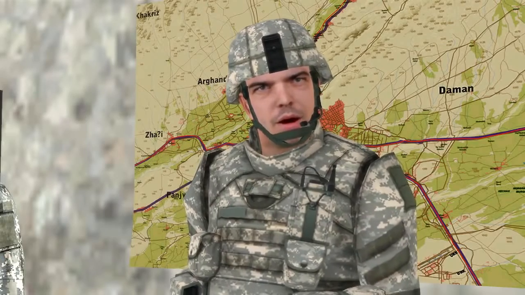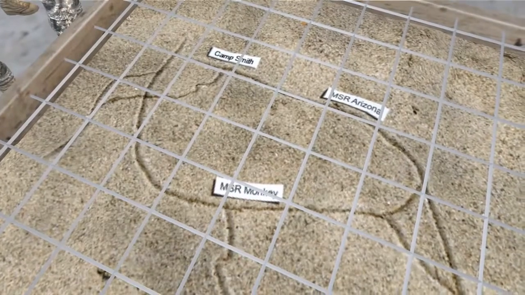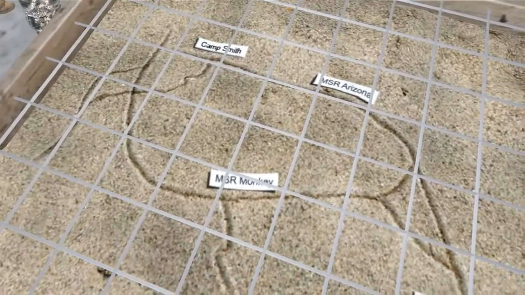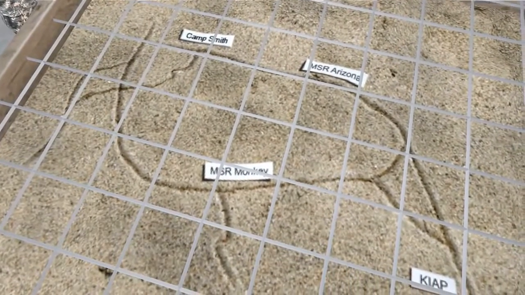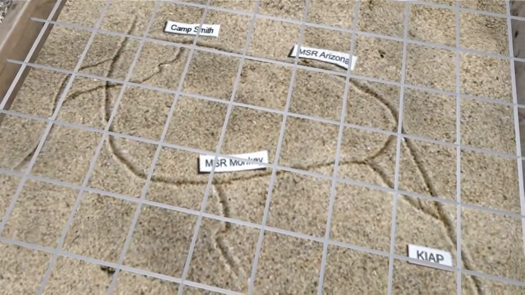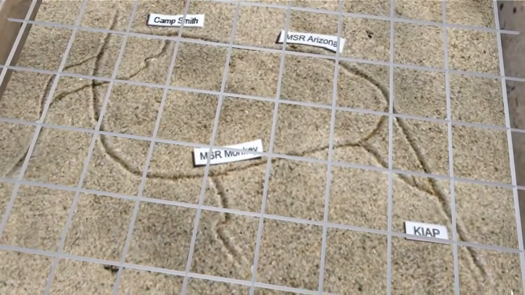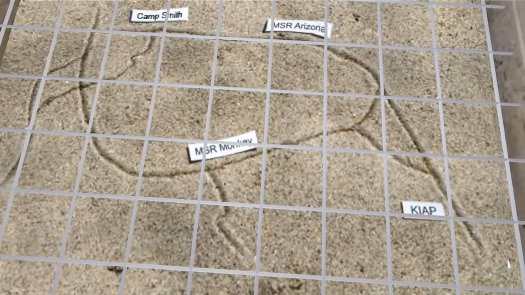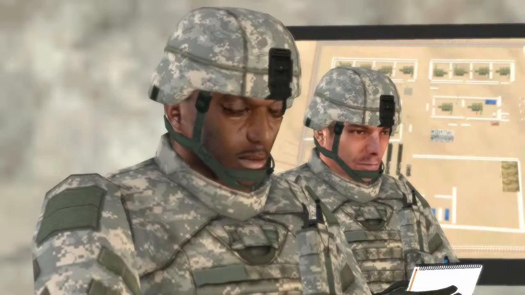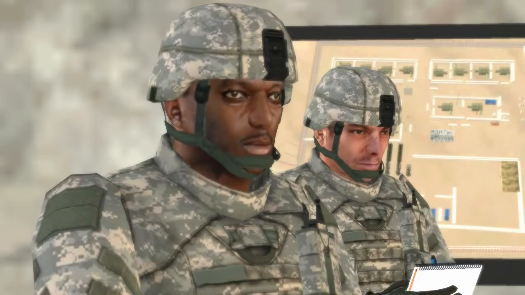Along our route in the last 24 hours there has been small arms fire at grid 41 Romeo, Quebec, Quebec, 60101, 89304. So gunners, be on the lookout. Keep your eyes open and maintain situational awareness.